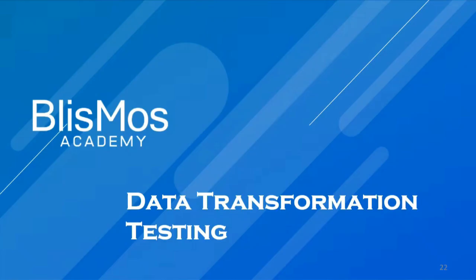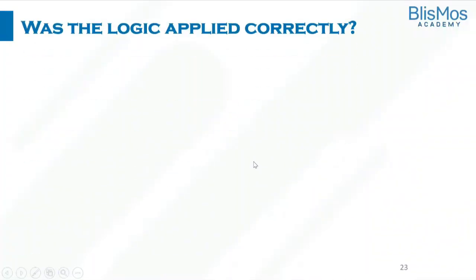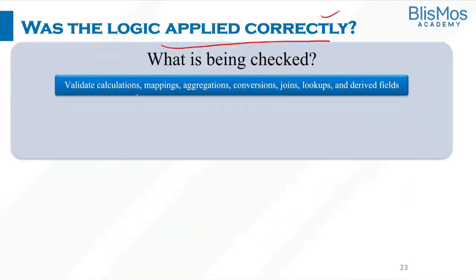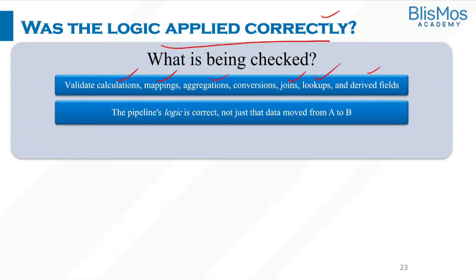Let us move to the most important aspect of the testing, that is data transformation testing. Transformation testing asks, was the transformation logic applied correctly or not? Here we validate the mappings, calculations, joins, lookups, and also derived fields. So the idea here is whether the transformation logic mentioned in the mapping document is correct or not. Not just the data movement from A to B.